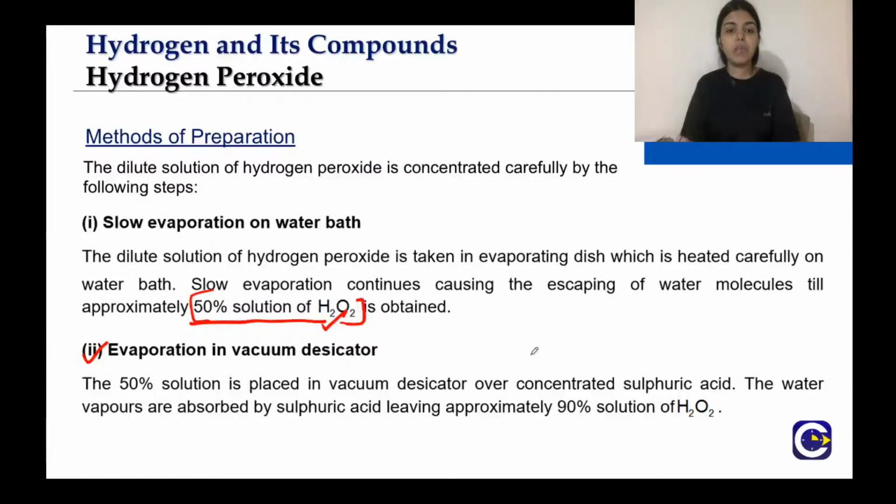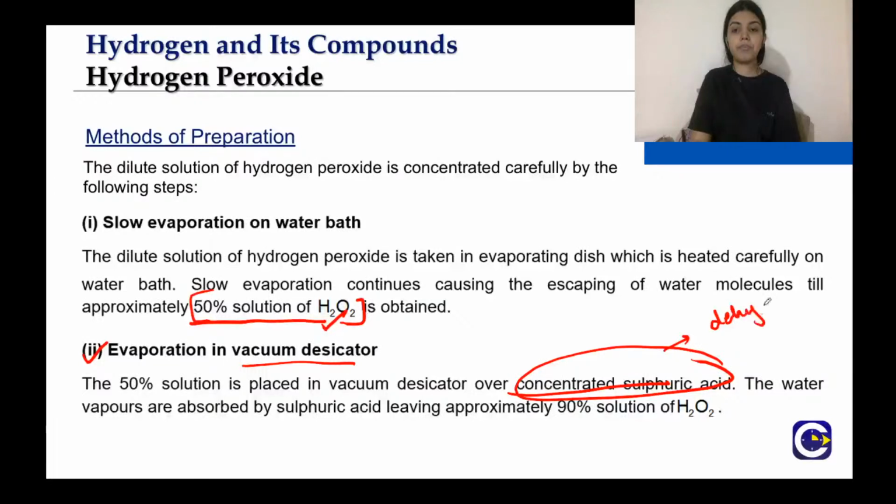Okay, whether it be silica, whether it be P2O5, or whether it be concentrated sulfuric acid, these substances act as a dehydrating agent. That means they remove water from the substance. So this 50% solution of peroxide is placed in a vacuum desiccator over concentrated sulfuric acid. So here this acts as a dehydrating agent. Now the rest of the water molecules are absorbed by this dehydrating agent, that is conc sulfuric acid, right? And now the 50% solution gets concentrated to 90% solution of peroxide, right?